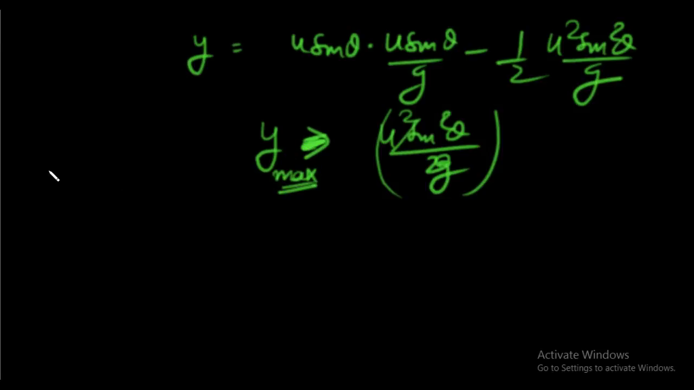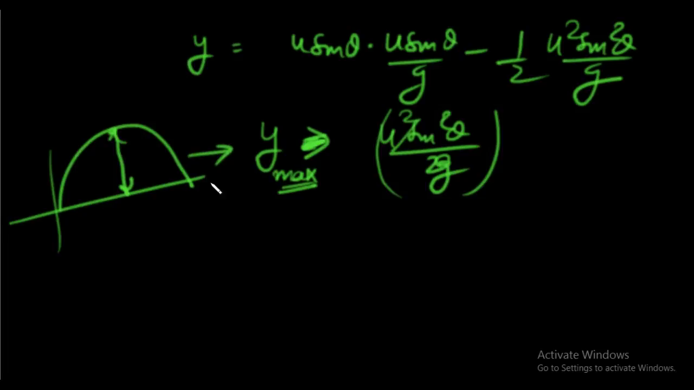Okay, because the projectile is thrown, obviously the maximum height reached would be this. It cannot be thrown downwards, it can only be thrown upwards. This would be the maximum height. This would be y max.